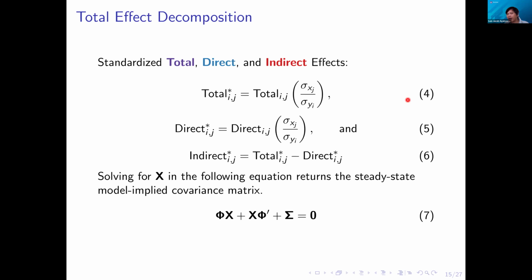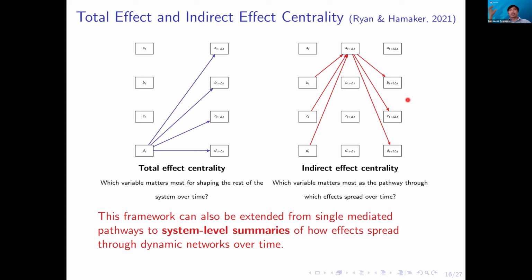We have a lot of those examples. But we can also think about continuous time mediation from a network perspective. In a network perspective, instead of just looking at single mediated pathways, we can look at system level summaries of how effects spread throughout the system, right? Jonathan has shown a lot of graphs where nodes are connected, and the way I think about it is that there are effects flowing in the system.